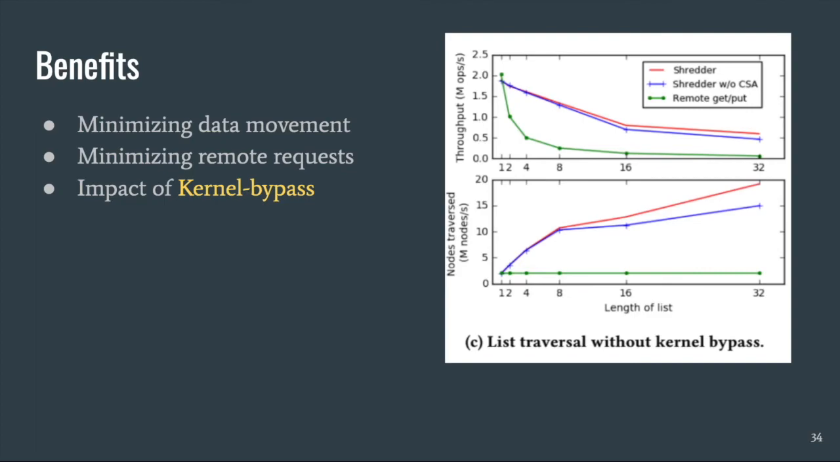As the graph shows, the results of running the list traversal experiment without kernel bypass using traditional get and put operations suffers the most, since it needs to synchronously fetch every value traversed from the store. This shows that Shredder's storage functions are even more effective if network overheads are high.